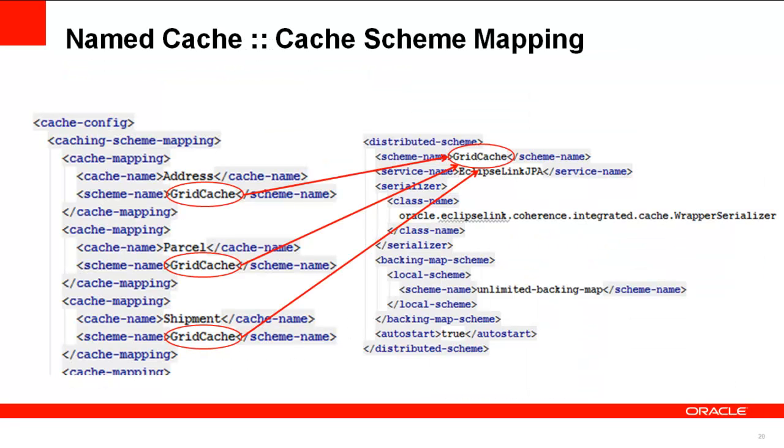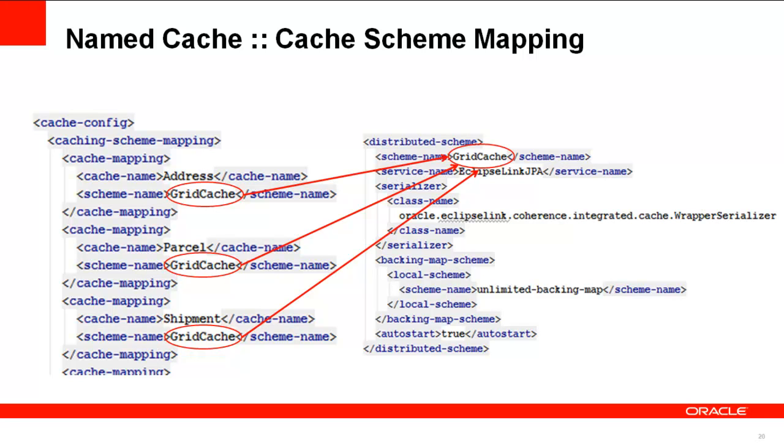Each named cache is mapped to a cache scheme, which defines how data will be managed in the Coherence cluster. The cache scheme is a template for the instances of named caches. Many instances of named caches can be mapped to the same cache scheme, but each named cache is different and independent of the other defined caches.